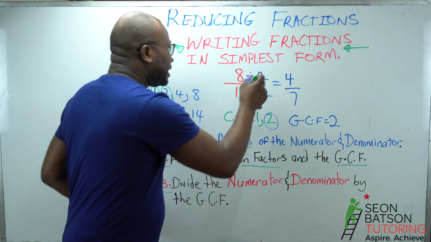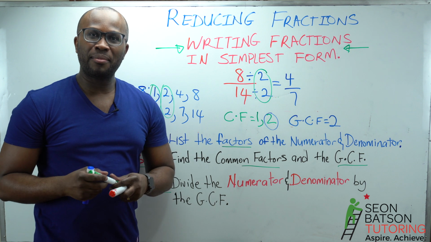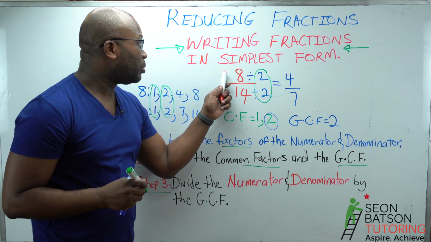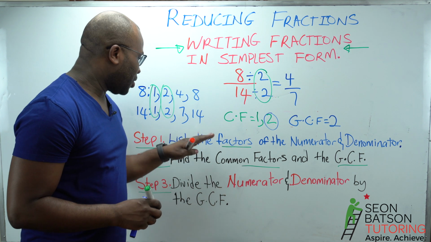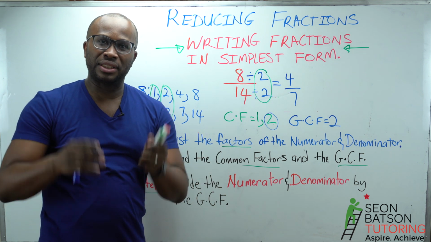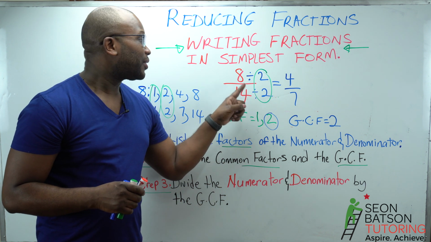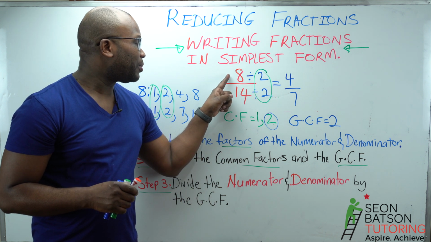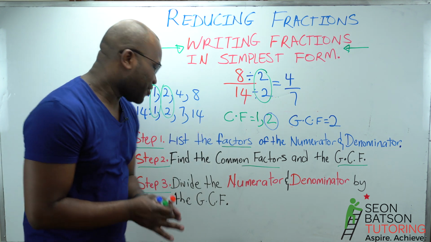And again, the key is the greatest common factor of the numerator and the denominator. So before you go through the steps, always give yourself the challenge of trying to list the greatest common factor of the numerator and the denominator. So far, so good? All right.